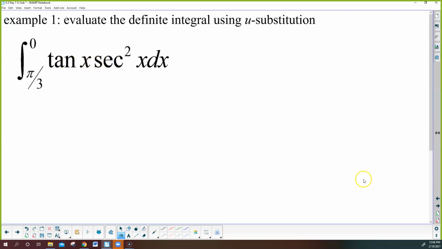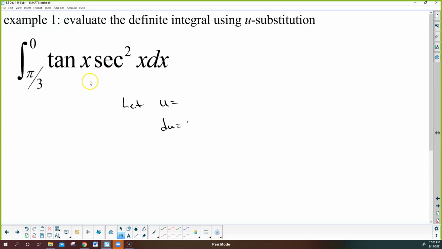I just wanted you to really quick look at it, and I'm not going to do this, but notice, what would you pick for your U? You should pick secant of x. And the reason why is look at the derivative. The derivative of secant, oh, I'm sorry. No, hold on. I picked the wrong one.